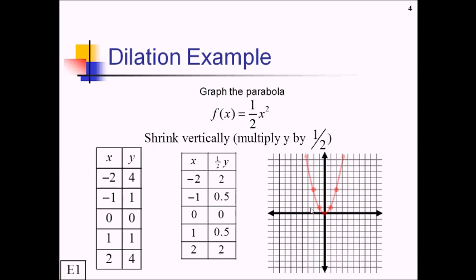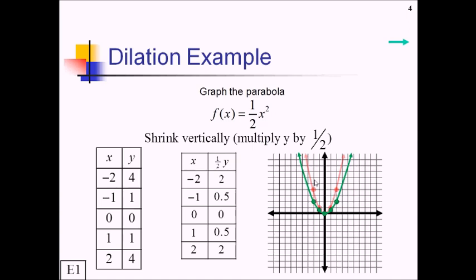Let's graph these out now. So we've got -2, 2. We've got -1, 1/2, so kind of close in there. 0, 0 staying the same. We've got 1, 1/2, and 2, 2. And here's our new graph. So let's compare this to the old graph. Look at what happened to these points.